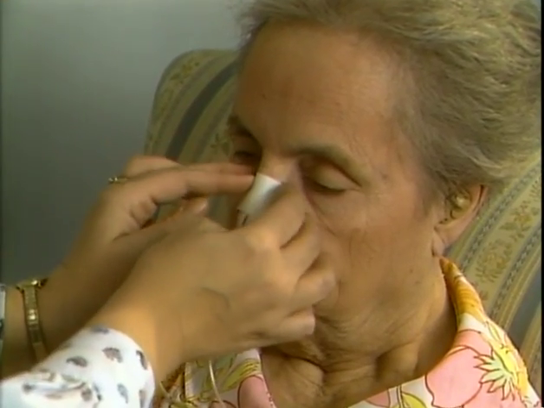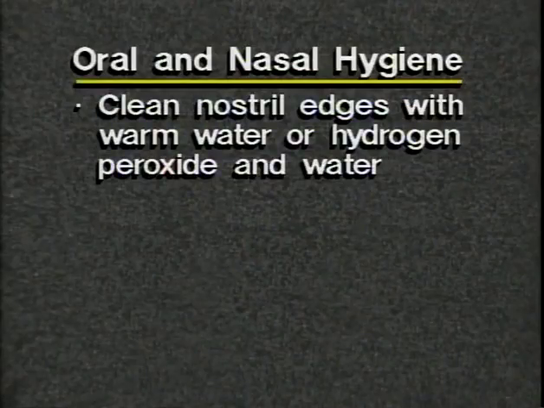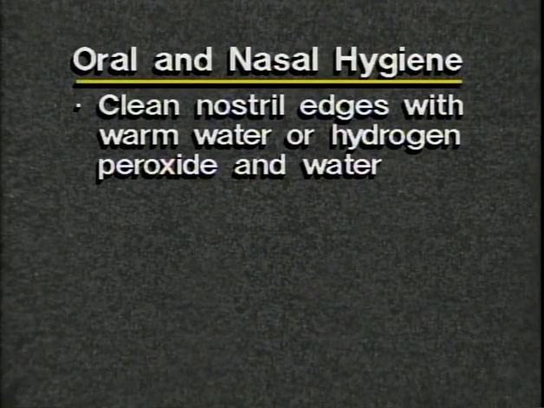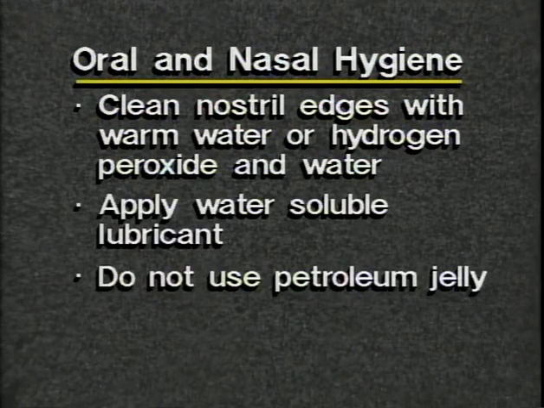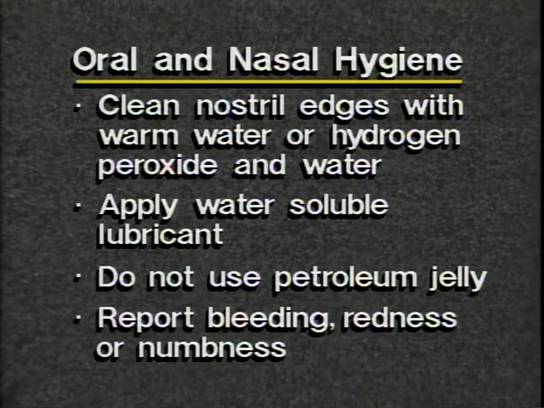Oral and nasal hygiene are also important. Clean the edges of both nostrils at least once a day using a cotton swab that has been moistened with warm water. Your supervisor may instruct you to use hydrogen peroxide mixed with equal parts of water to remove dried secretions. Apply a water-soluble lubricant, such as KY jelly, around the tube inside the nares. Never use a petroleum jelly or any oily products around the nostrils. Report any bleeding, redness, or patient complaints of numbness to the nurse.